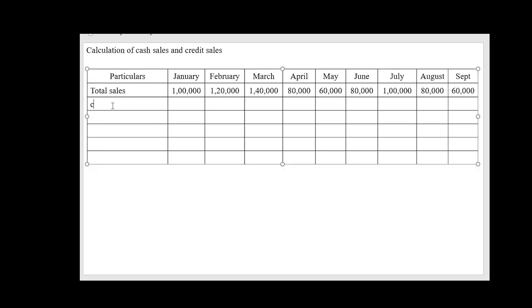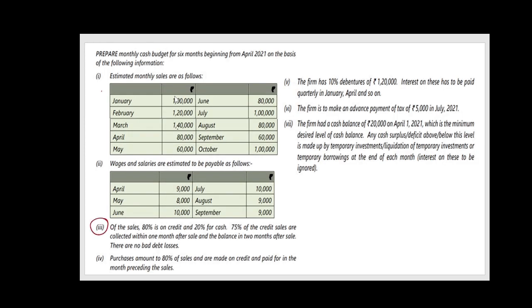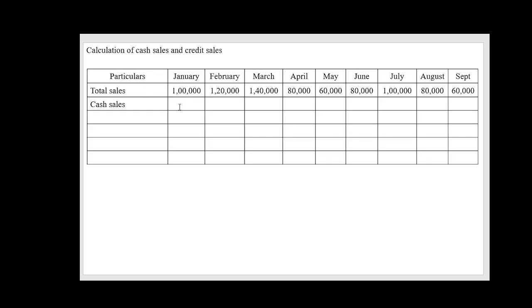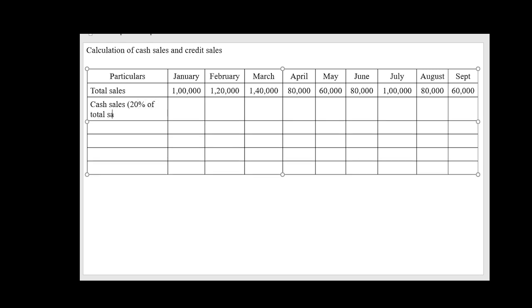Let us now find out the cash sales. What is given in the third adjustment? Of the sales, 80% is on credit and 20% is for cash. So we'll go ahead and find out how much will be the cash sales. It is 20% of total sales. So let us calculate 20% of 1 lakh is 20,000. 20% of February's sales, 1,20,000 is 24,000.